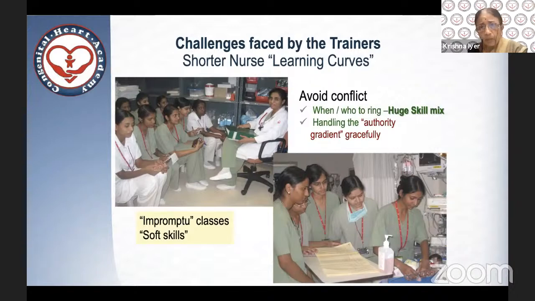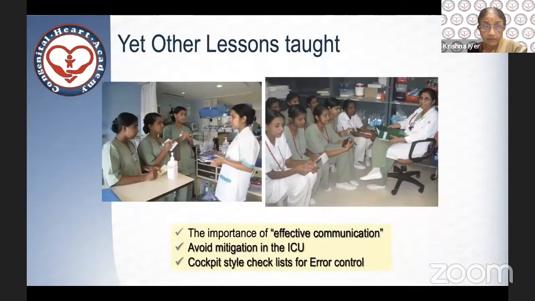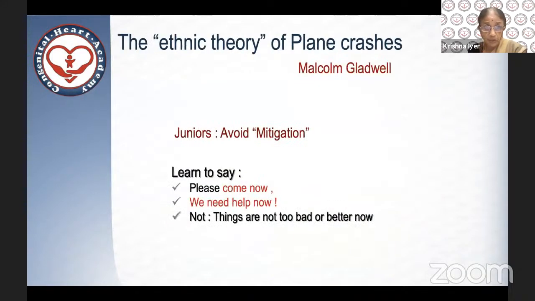inculcated into them. One of the important messages that we teach is methods to avoid conflict, when and who to ring in times of trouble, because there's a huge skill mix which causes further confusion, and we teach them how to handle the authority gradient in a graceful manner. Yet other lessons which are taught are the importance of effective communication and to avoid mitigation in the intensive care unit, and a cockpit style checklist for error control.